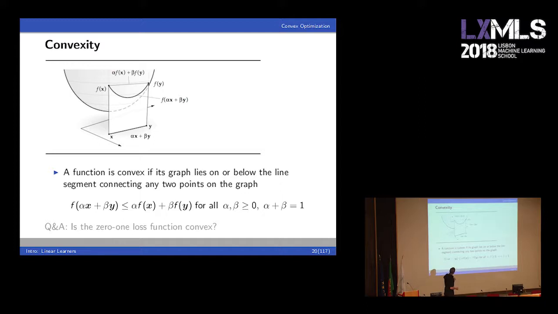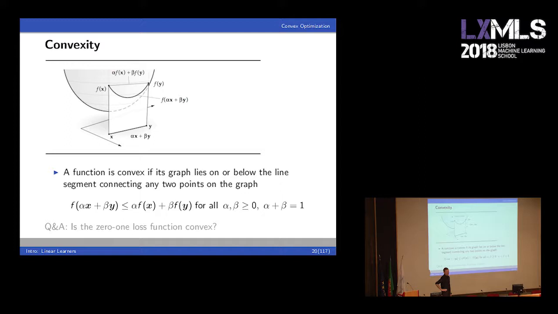A function is convex if the graph of the function lies on or below the line segment connecting any 2 points on the graph, right? So if you connect any 2 points, the graph of the function is always on or below. So that function has one global minimum. My question now is, if you imagine this step function, the 0-1 loss step function, is this a convex loss function?